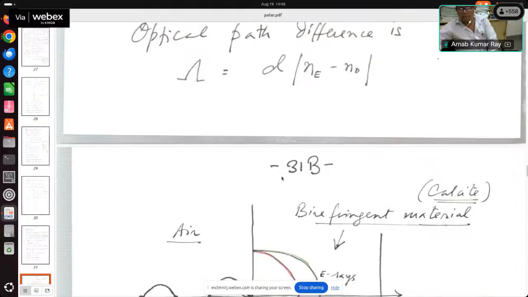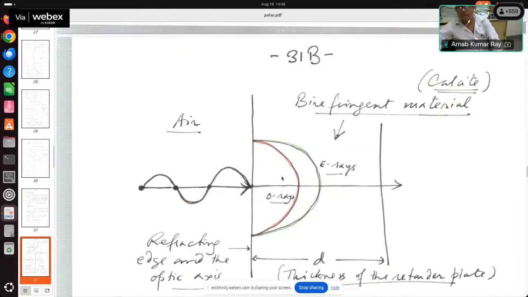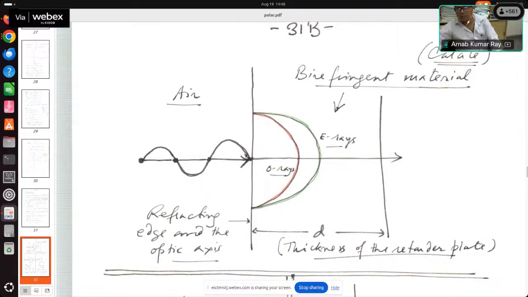Now the next thing, and so this is the geometrical layout. This is an initially polarized wave that is coming. This is the refracting edge, and the optic axis of the calcite material also corresponds to this refracting edge. So to the left is air, to the right of this vertical line is the calcite material, which is birefringent material, and the material thickness is d. So air, calcite, and then to the right of this vertical line is again air.